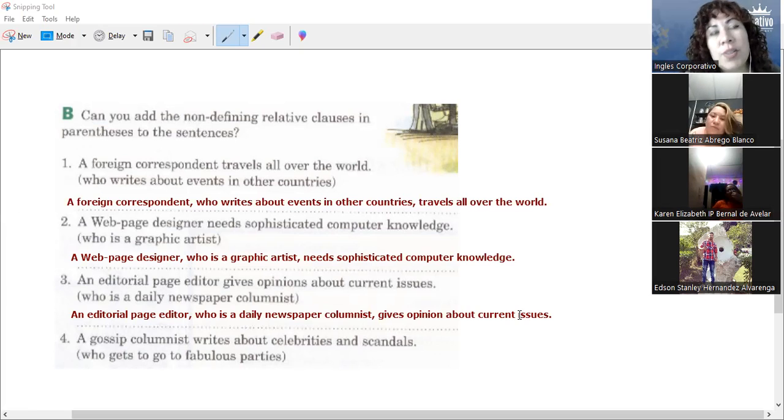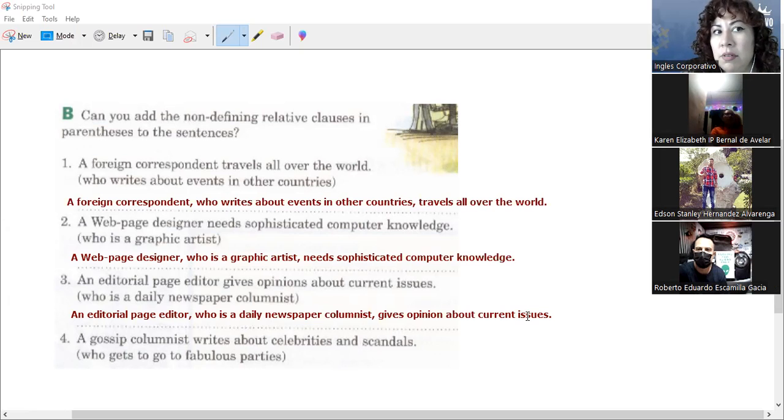The word issues has two meanings. It could be topics. So in this case, it's current topics. And issues can also be problems. Okay, so do you have any health issues? Do you have any health issues? Means do you have any health problems? Like mental problems? It could be, but not necessarily.